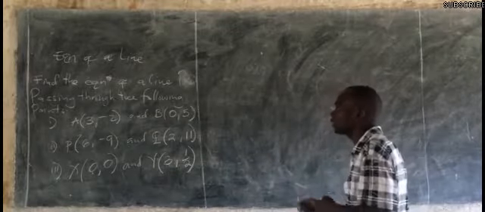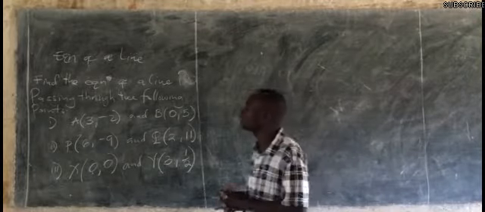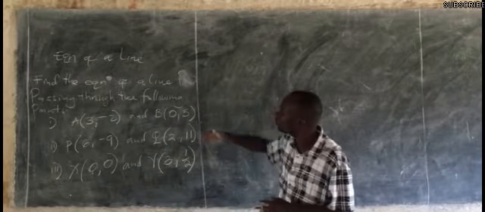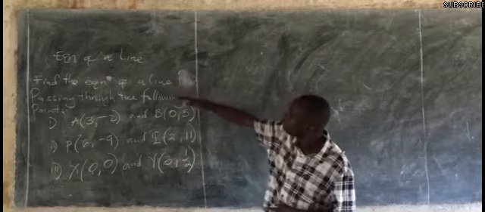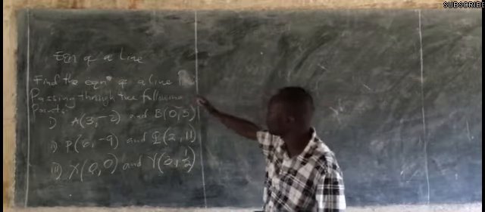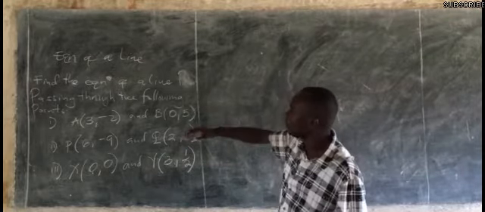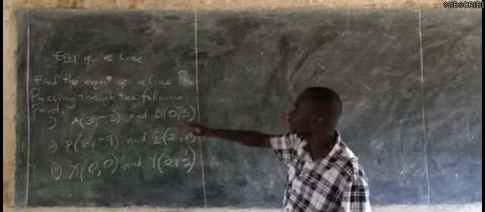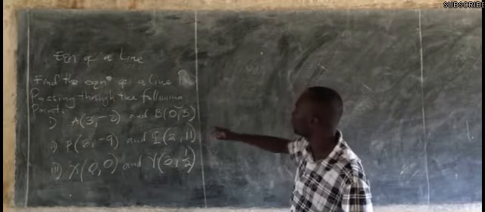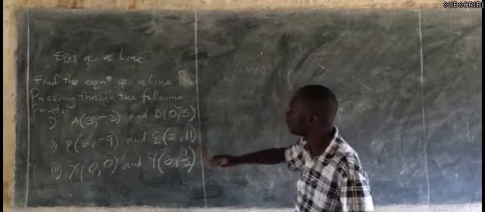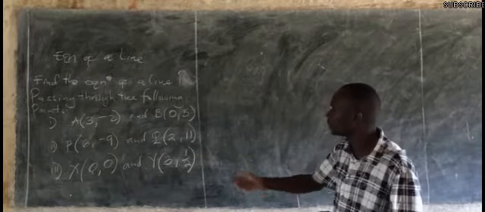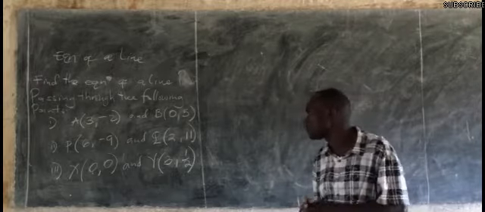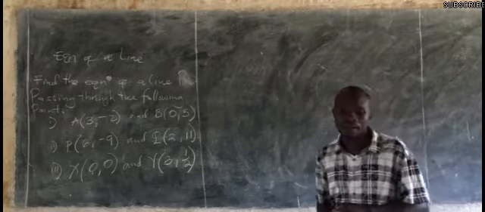Okay, now after looking at ways of finding the equation of the line in different forms, we can try out the three questions. Find the equation of the line passing through the following points. Roman 1, the points are A with coordinates (3, -2) and B with coordinates (0, 5). Then Roman 2, we can see the points P and Q. And then Roman 3, the points being X and Y.